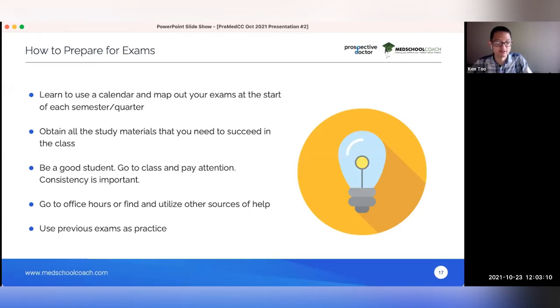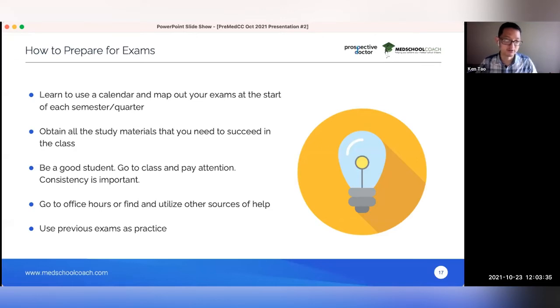If you skip class, that only makes your life harder, right? So be a good student, go to class, pay attention, and consistency is important. There's so many cases where I see students where, okay, last semester didn't go well. I'm going to start off this semester on the right foot. I am going to go to class on time every day. And then 2 weeks pass and they start skipping class again, right?